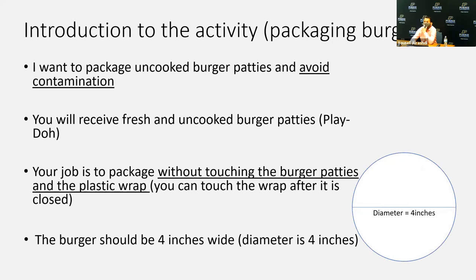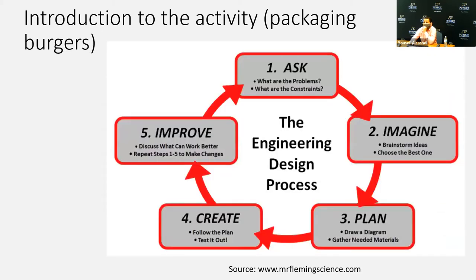And the burger should be 4 inches wide, as you see here. The mathematician people said diameter. The diameter should be 4 inches long. So to start this process, I found this engineering design process is a good way to follow, which has 5 steps. The first step is ask what's the problem and what are the constraints.